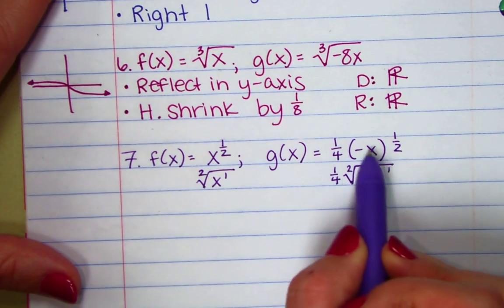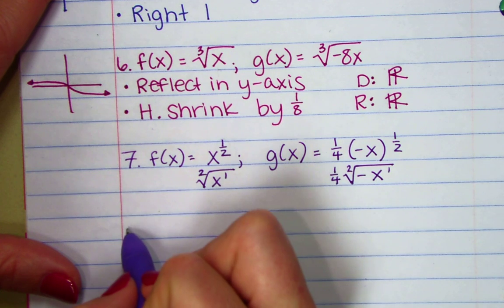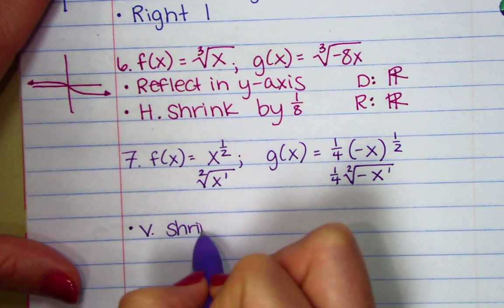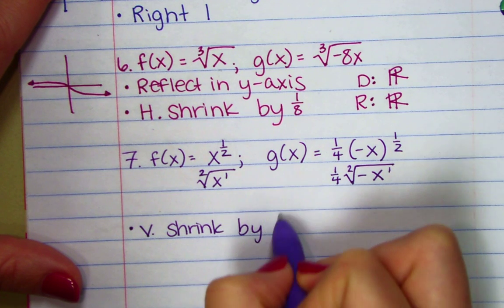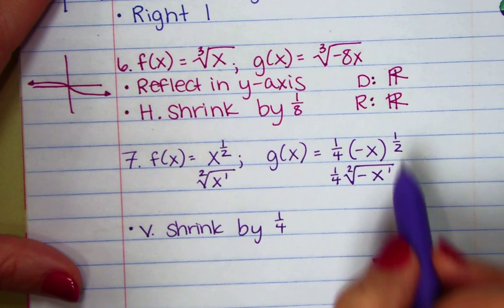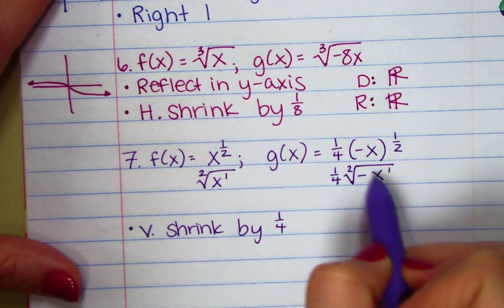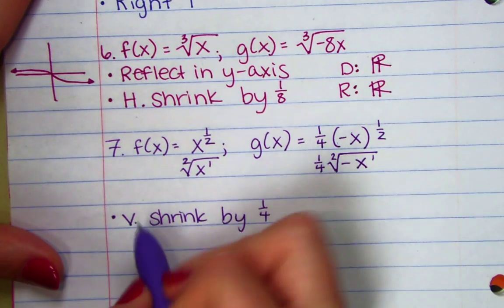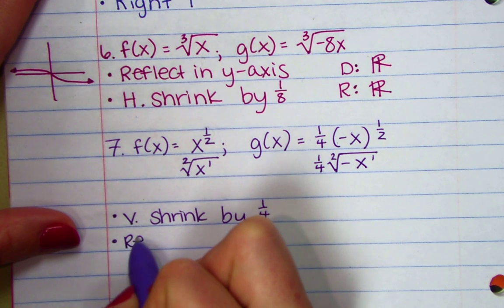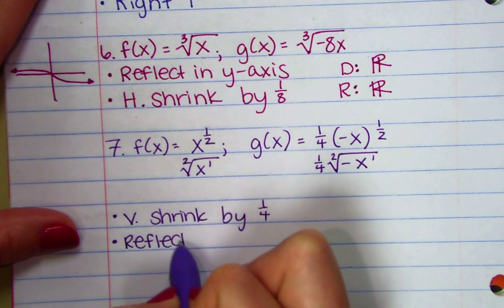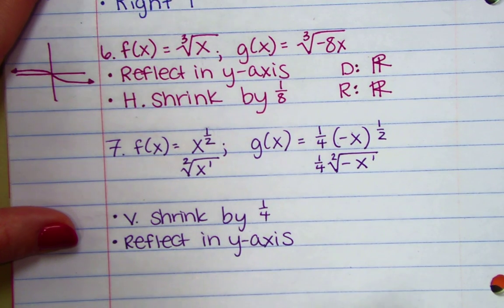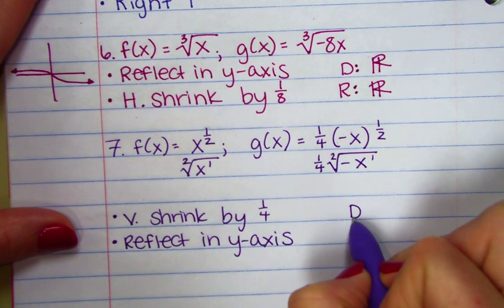So let's see, what are my transformations? What's this 1/4 out front? It's a V shrink by 1/4. And a negative inside would go underneath the square root. We already had one right here on the last one. Reflected in the y-axis. Okay, so let's see, we've got a D.